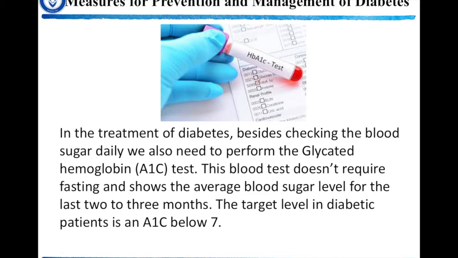In the treatment of diabetes, besides checking your blood sugar levels daily, we also need to perform the A1C test. This blood test doesn't require fasting and shows the average blood sugar level for the last 2 to 3 months. The target level in diabetic patients is an A1C below 7.